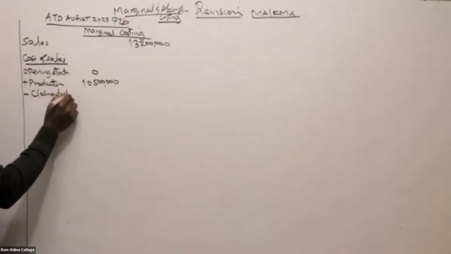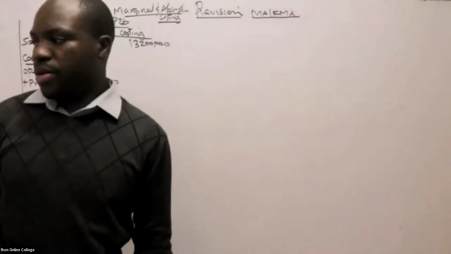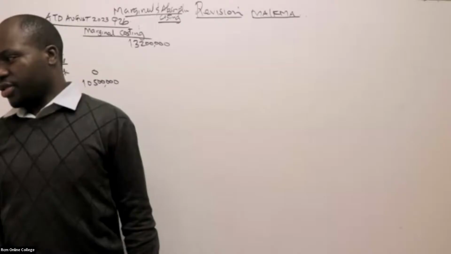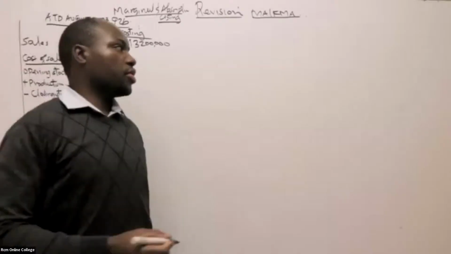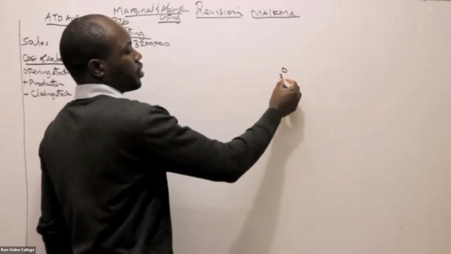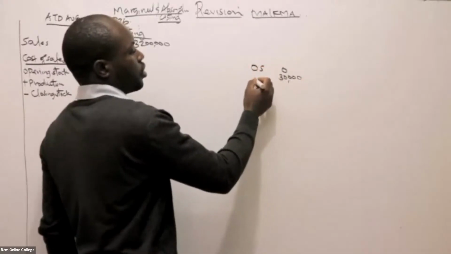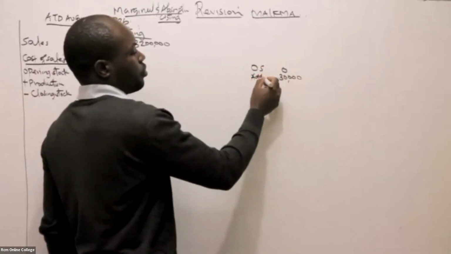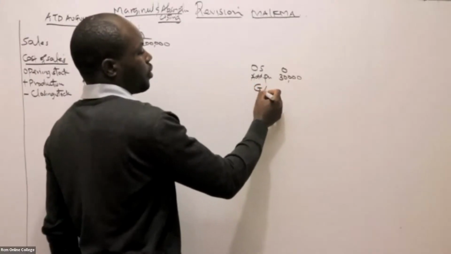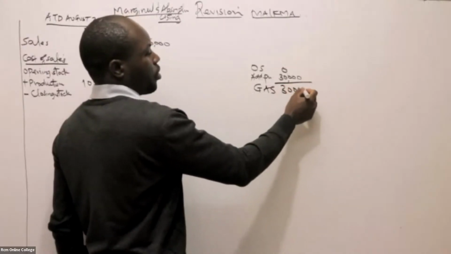We need to less closing stock. How many units do we have as the closing stock? What is the quantity of closing stock? So opening stock is 0. Add production of 30,000. It gives us goods available for sale. So the goods available for sale is equal to 30,000.